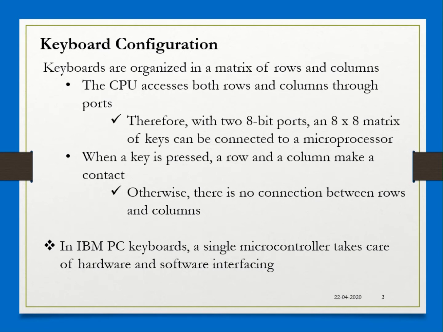So when a key is pressed, what happens? A row and a column will make a contact. Otherwise, there is no contact between rows and columns. So in IBM PC keyboards, a single microcontroller will be taking care of the hardware and software interfacing of the keyboard. So exactly the microcontroller's function is to identify whether a key is pressed and identify which key is pressed, and present it to the motherboard.